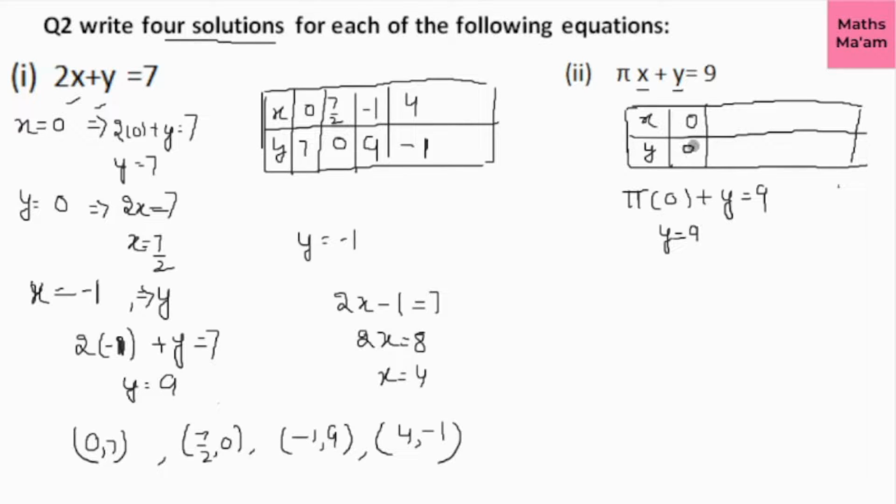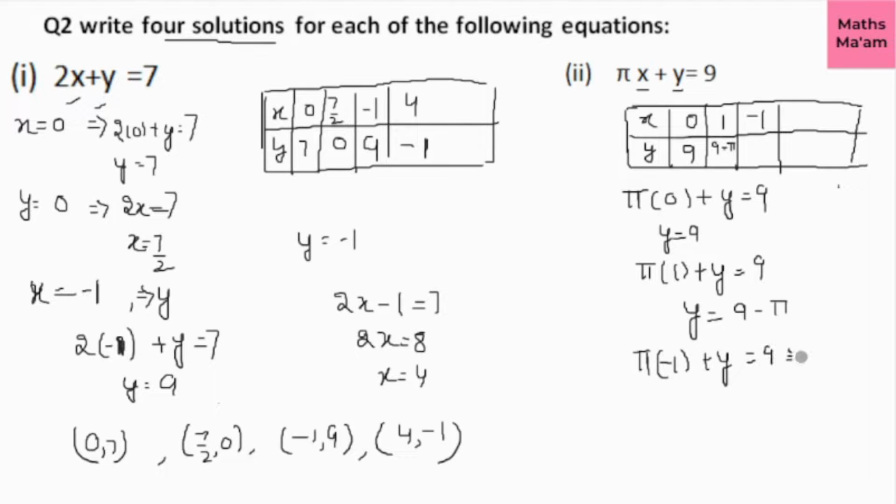So here 9. Okay, now suppose we'll put x is equal to 1. Then if x is 1, then y is equal to 9 minus pi. Right, like this. So we have second solution done. Now 2 are left. Now let's say x is equal to minus 1. If x is minus 1, then pi times minus 1 plus y is equal to 9, or we can say y is equal to 9 plus pi. It will go to the right side. So we have one more solution, 9 plus pi, like this.